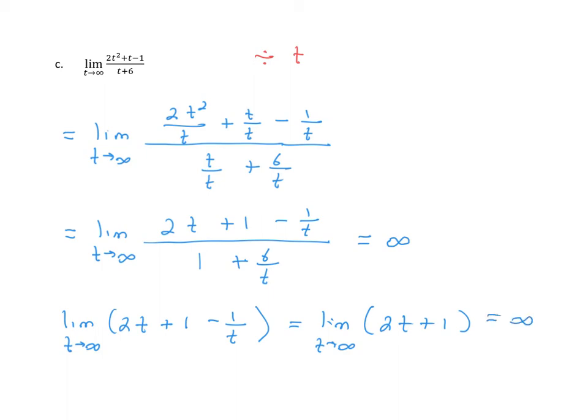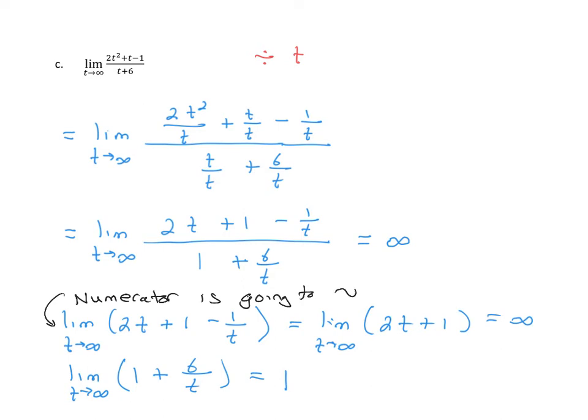And if you look at the denominator, it is the limit as t approaches infinity of 1 plus 6 over t, and that approaches just the number 1. So you have a fraction with the numerator becoming infinite and the denominator just approaching some positive number in this case. That means your entire answer is going to be infinite. So that was because the numerator is going to infinity, and the denominator is constant, or is approaching 1. I'll say going to 1.